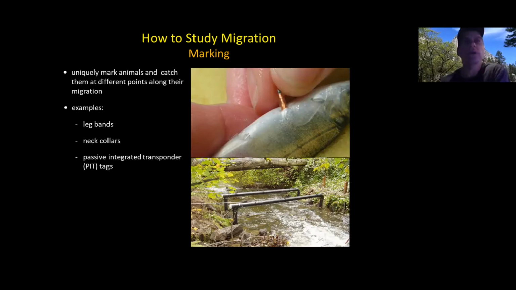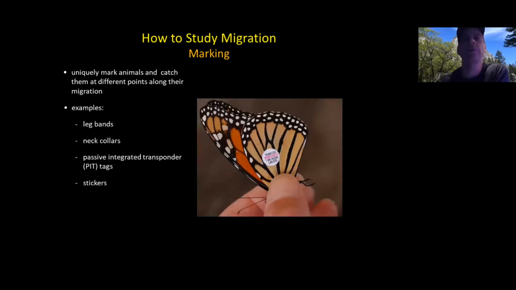And the PIT tag readers that you could use to detect the tags can be as simple as a handheld reader, or in the case you can see here, they have them hung over a stream. And so when the fish swim underneath these readers, it picks them up, again, like food going across the barcode reader at the checkout aisle. And in some cases, marks would just be as simple as stickers on the monarch butterflies.